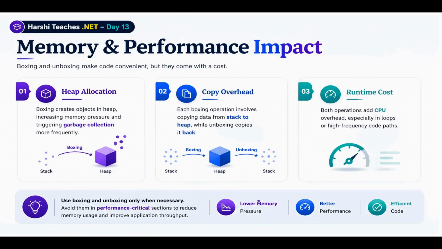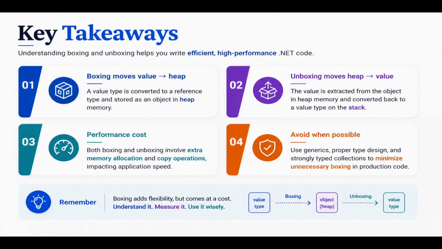All right, let's quickly recap everything that we have learned. First, boxing. Boxing means a value moves from stack to heap. That means it gets converted into an object and stored in heap memory. And second, unboxing. Unboxing brings that value back. That means it takes a value from the heap object and places it back into the stack as a value type.